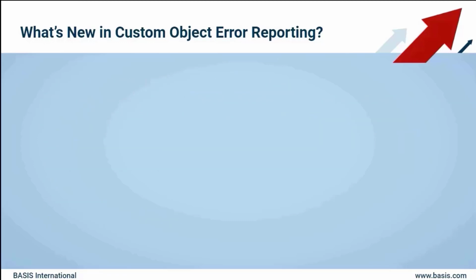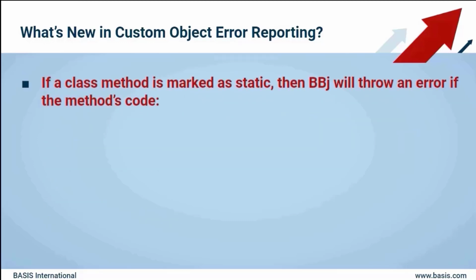But nowadays it's being enforced. What else is new? If a class method is marked as static, which means that it's accessible at the class level and not at an instance level, then BBJ will now throw an error if the method's code calls any non-static object methods. Why? Well, non-static methods are only defined on instances of the class, and static code is only defined on no instance of the class.